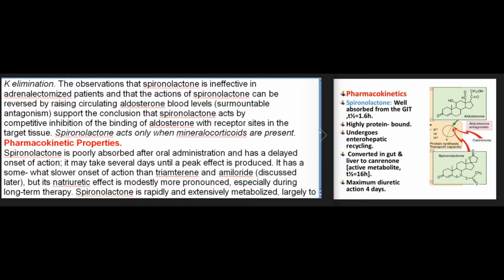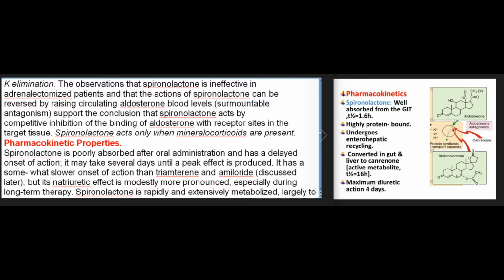Spironolactone acts only when mineralocorticoids are present. Pharmacokinetic properties. Spironolactone is poorly absorbed after oral administration and has a delayed onset of action. It may take several days until a peak effect is produced. It has a somewhat slower onset of action than triamterene and amiloride, discussed later, but its natriuretic effect is modestly more pronounced, especially during long-term therapy.